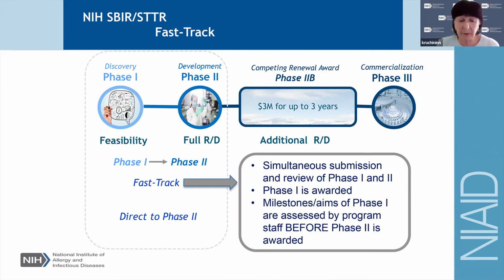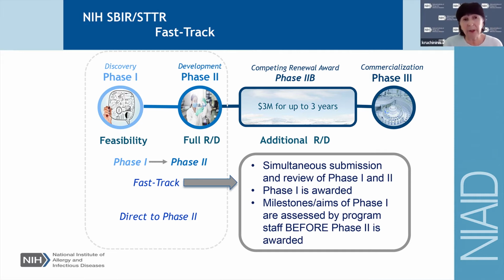Fast track mechanism. I actually really like this mechanism. This is a situation when you submit the phase 1 and phase 2 applications as one package. It goes through the review and gets one score. The advantage of this mechanism is that in a normal situation, you submit phase 1 and wait 8 months, maybe even longer, to know if you are awarded or not. Then you submit another application, phase 2, and wait another 8 months. In the case of fast track, you submit the application.